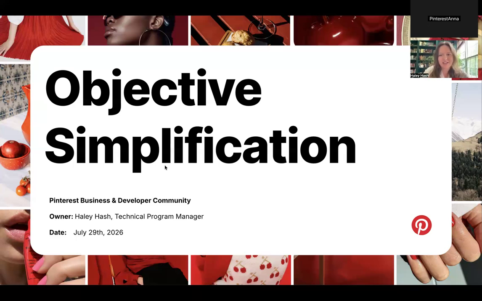So, I'm Haley Hash, and today we are going to be talking about objective simplification. Basically, just a fancy way of saying that we're making campaign objectives a whole lot clearer, simpler, and more aligned to what you and our advertisers all actually want to achieve.